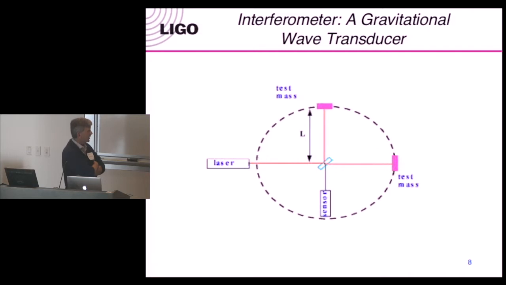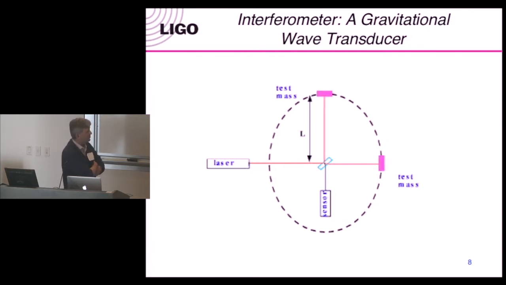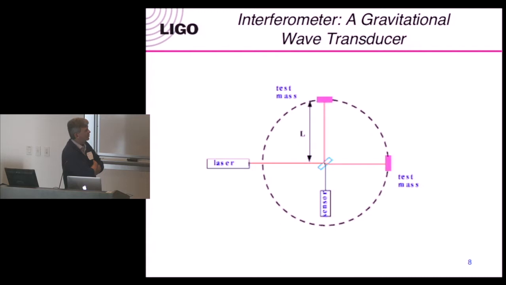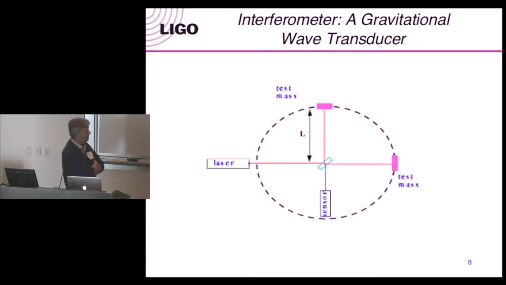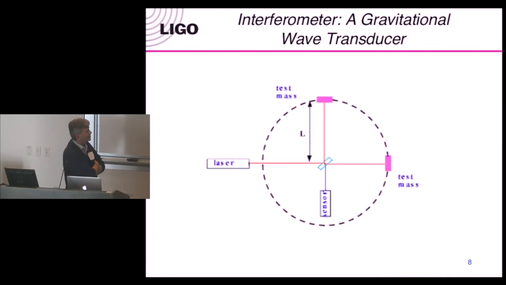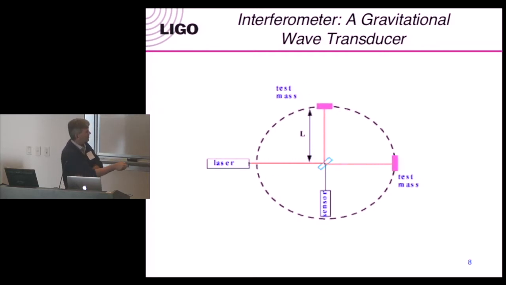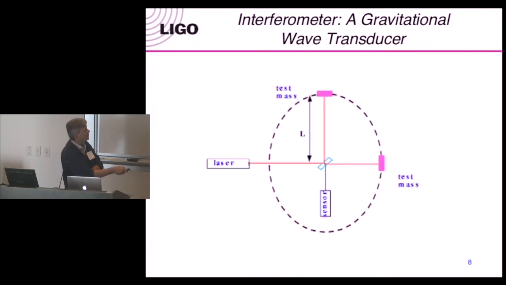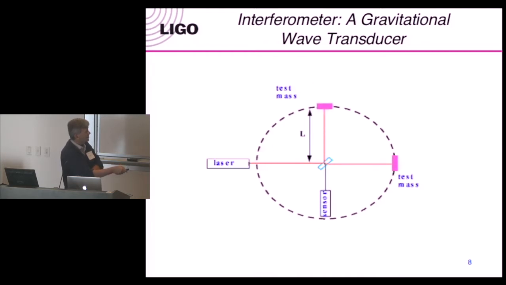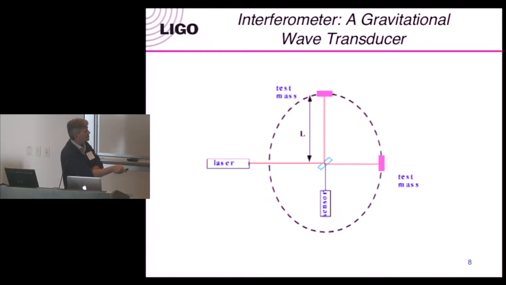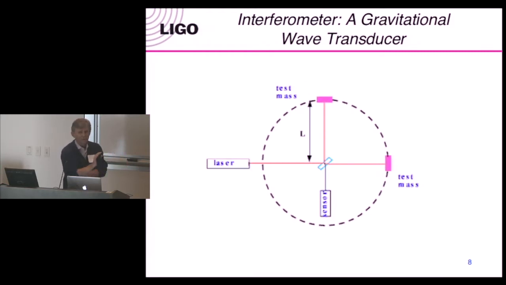So an interferometer is a laser, and a beam splitter, that's that thing in the center, and it splits the laser light into two beams of equal power, and then it goes out and bounces off two mirrors. As the gravitational wave goes by, let's call this the y arm, and let's call this the x arm. This distance gets longer, this distance gets shorter, and that changes the interference pattern here. So you can think of a gravitational wave detector, an interferometer, as a transducer of gravitational waves.